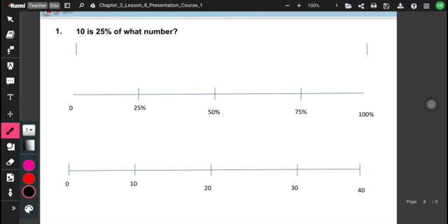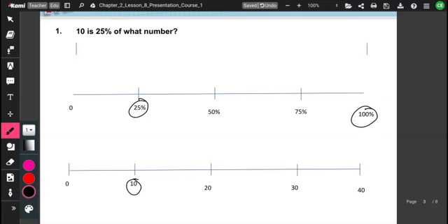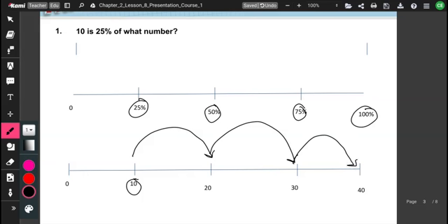Okay, so example 1 we have on page 156. We have 10 is 25% of what number? We already know, and I lined these up for a reason, that 10 is lined up with 25. Now we want to get to 100%. If we use our double number line, we'll just keep adding 10. So 10 is now at 50%, so it'll be 20, and then we do another one, which is 75, and then one more, which is 40. That is 100%. So our answer is 40.